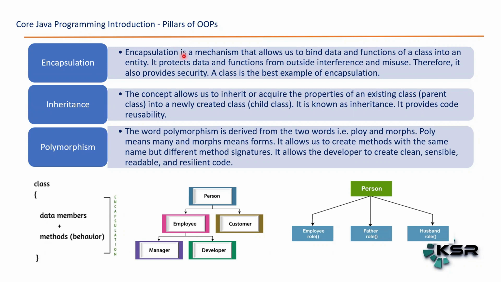That is called encapsulation. It allows us to bind the data and function of a class, so data members and functions are in this particular entity. It protects data and function from outside interference and misuse. As I said, if you have the key, you can access your bedroom or hall. If you don't have the key, you cannot access. That is your security. That is your encapsulation: wrapping and hiding of data, hiding your data member by using this method within that particular class.